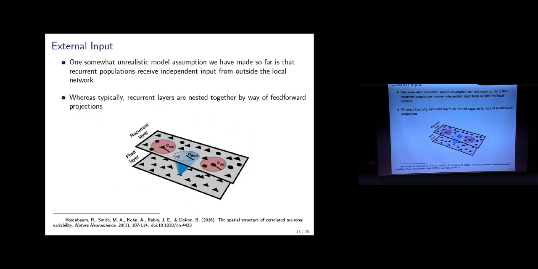Okay, but there's a big unrealistic assumption that we've made throughout all of the models so far, and that's a lack of external input. Now, in empirical studies, you never have observations of these things. And so they take on the role of latent variables, which makes them very difficult to deal with. The way to interpret the external inputs is typically in cortex, where you have multiple recurrent layers where one offers feed forward projections onto the other. And typically it's only excitatory neurons that do that as well.